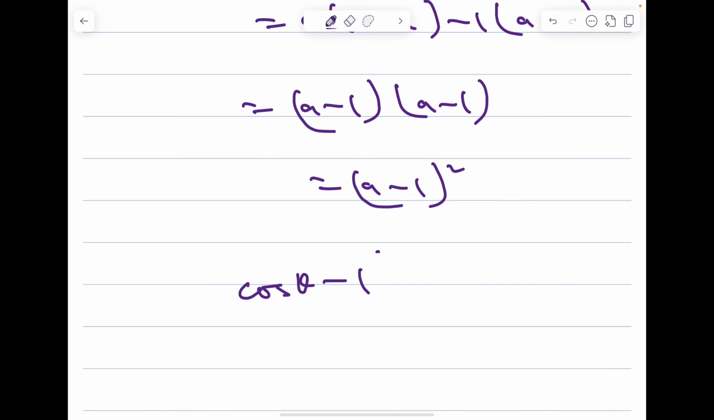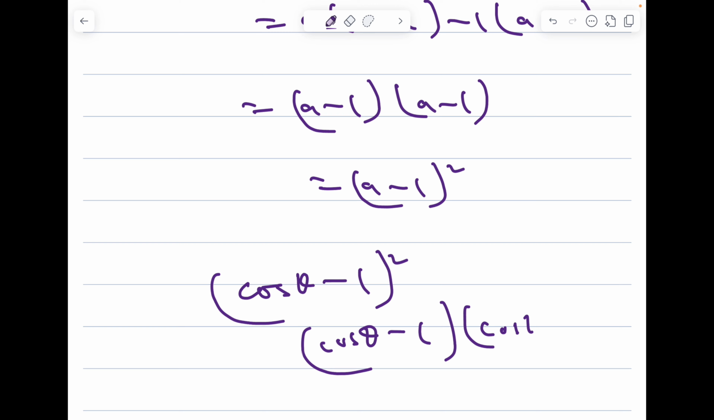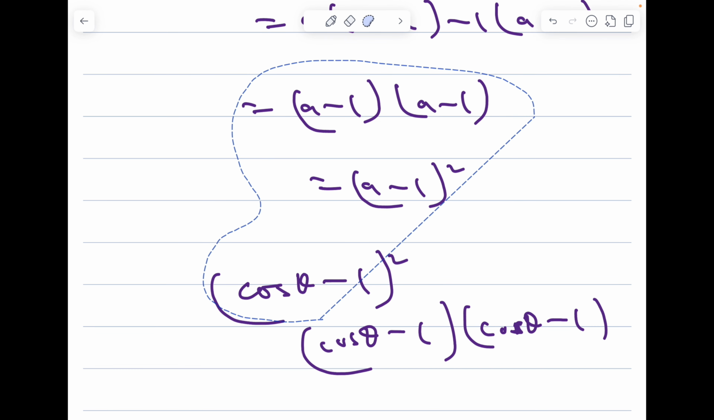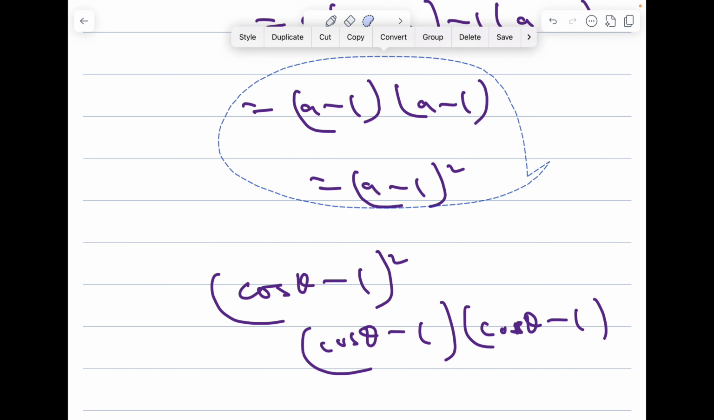That means cos theta minus 1 all squared, and I can write it as cos theta minus 1 times cos theta minus 1 if I like. They are the same thing. Now, so that's what we'll get when we factorize the numerator.